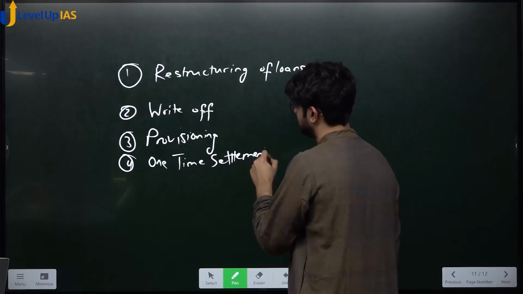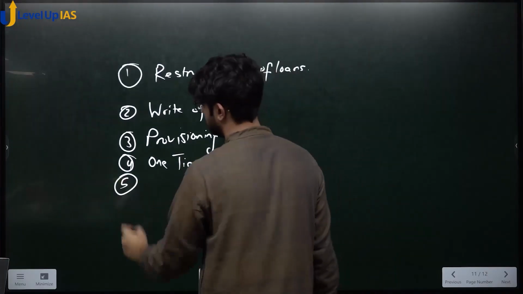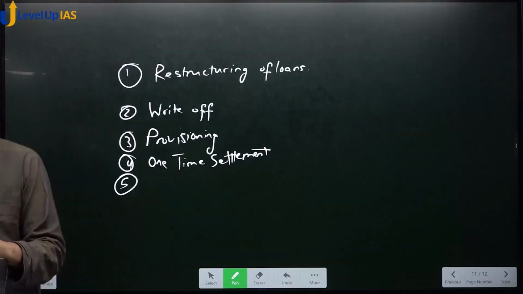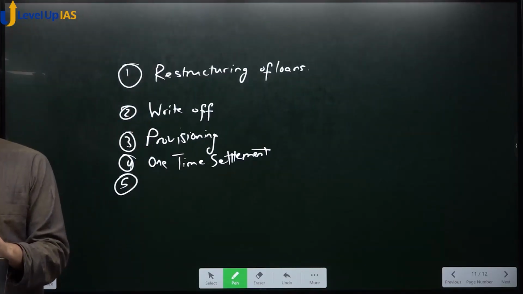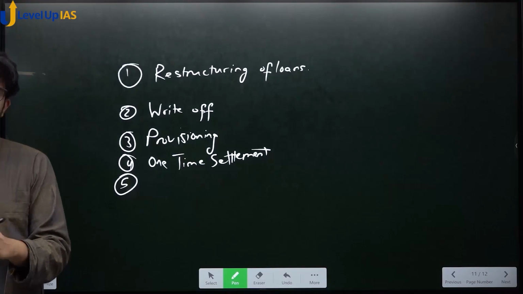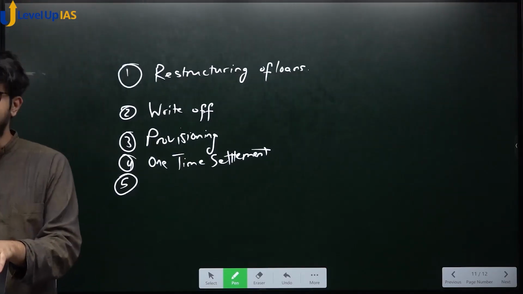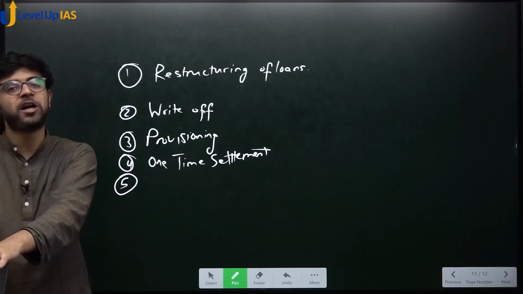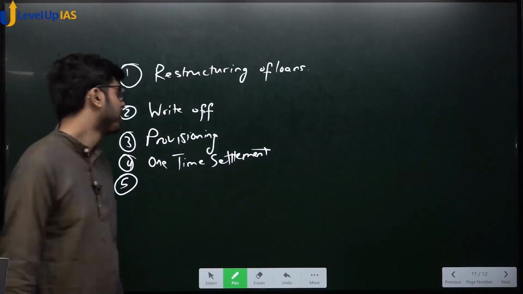What else? I can give him some interest waiver, ये लो वो लो, वो तो सब restructuring में आ गया, right? Now I am introducing to another important and interesting concept which you should know.